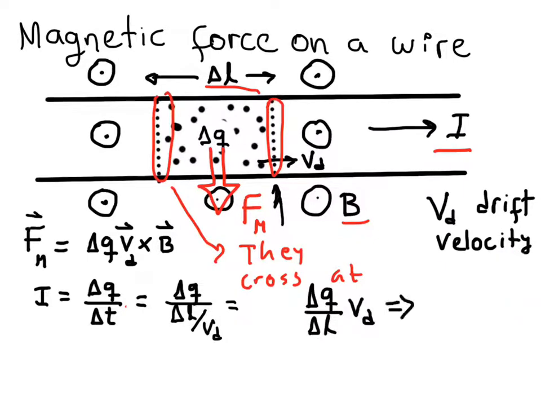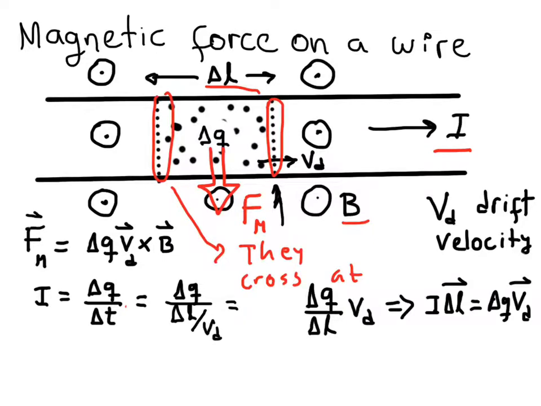And this is the equation that we have now. The current can be expressed as delta Q over delta L times the drift velocity. And we can rearrange this, multiplying by delta L on both sides, to get that the current times delta L is equal to delta Q times the drift velocity.